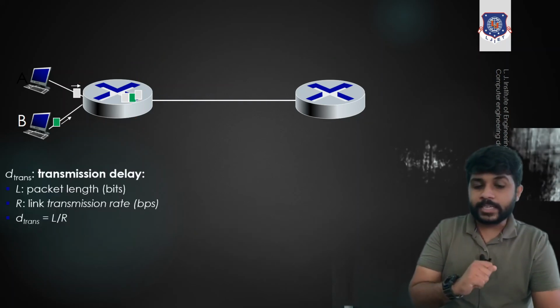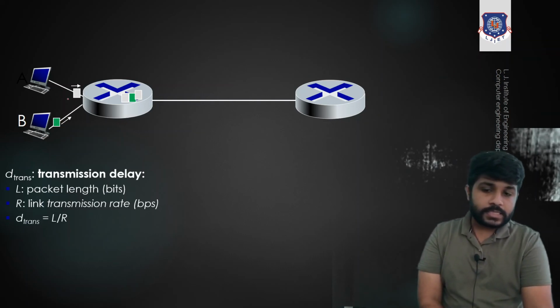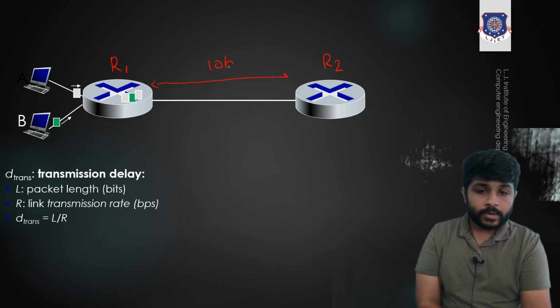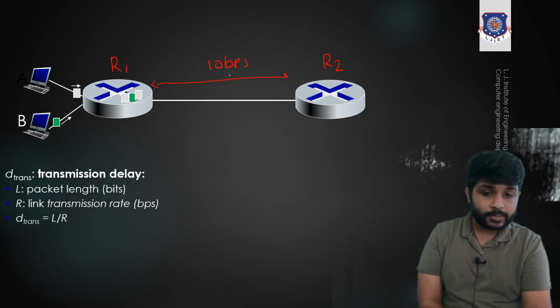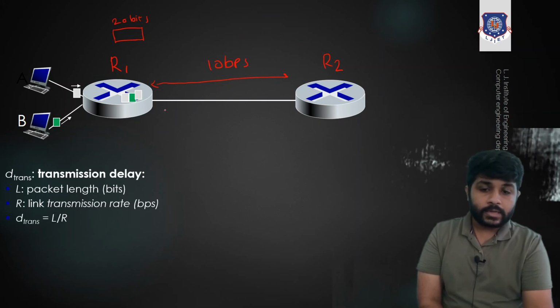Okay, now let's see the next delay, which is the transmission delay. You can see that again we are seeing the same figure. A and B are connected to R1 and R1 is connected to R2. Suppose the link between R1 and R2 is 10 bits per second. The rate at which this link can transfer the data is 10 bits per second, and the router wants to send data of 20 bits. So the length of the packet is 20 bits and the rate of this link is 10 bits per second.